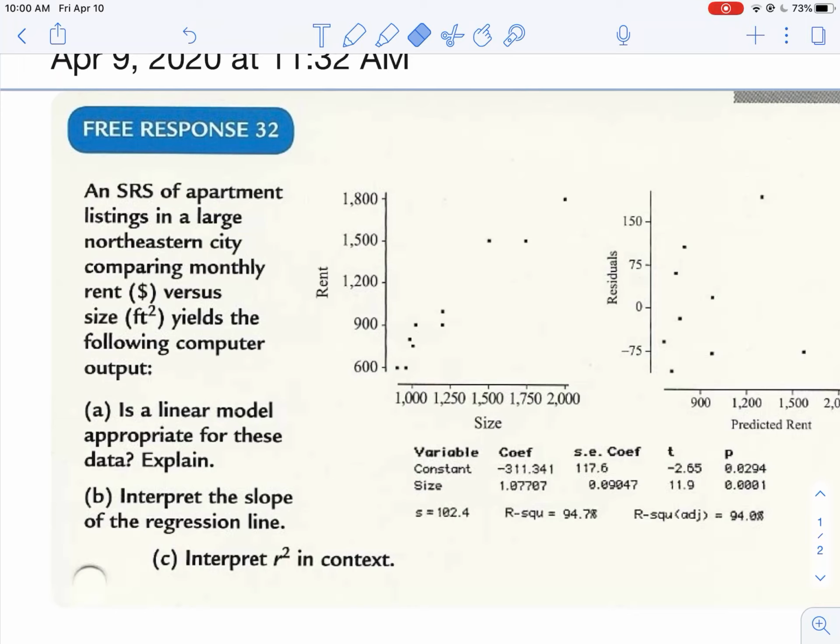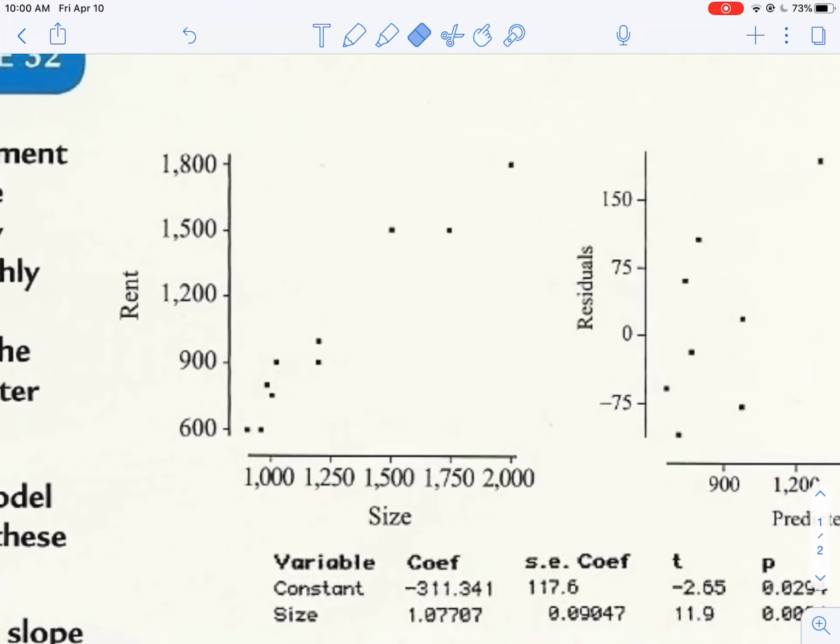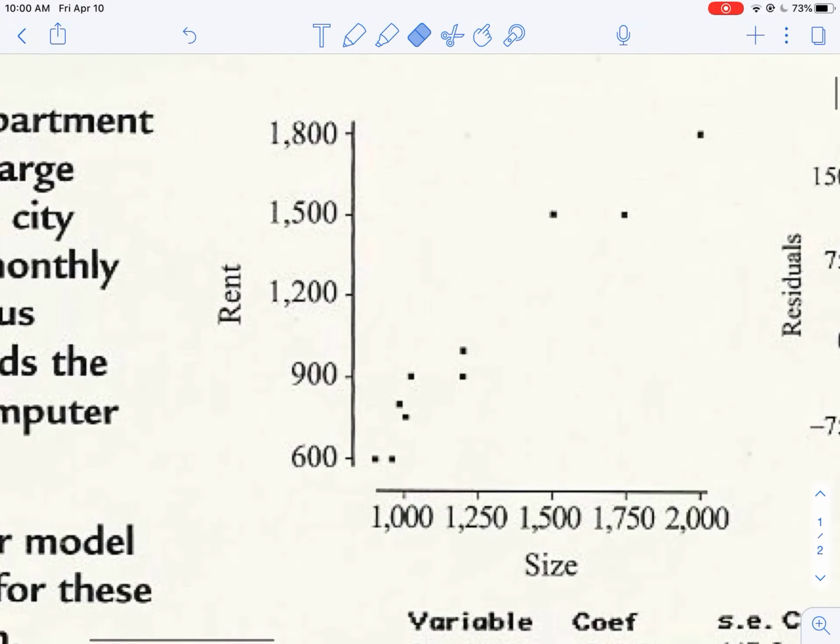You're looking at a simple random sample of apartment listings in a large northeastern city, where you're seeing the monthly rent versus the square footage. And you get a computer output, you get a scatter plot, you get a residual plot. You have to answer some questions here. Now, first question is, is a linear model appropriate for this data, and explain why? Here are the approaches I would take.